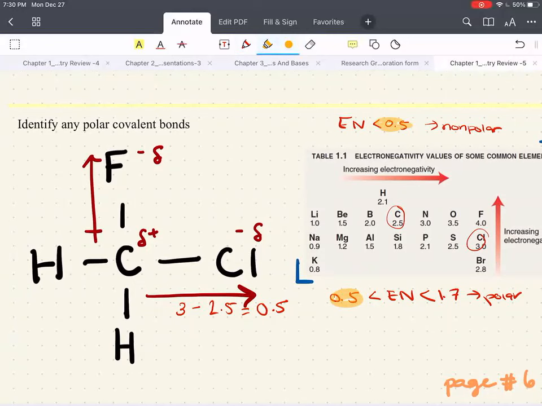And the reason for this is because if you were to take more accurate electronegativity values, ones that had more decimal places than what you see in this basic chart, the difference is actually slightly greater than 0.5. It is, I think, around 0.511 or something of the sorts. And so that makes the carbon-chlorine bond polar.